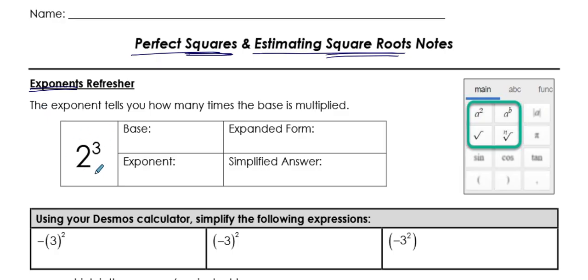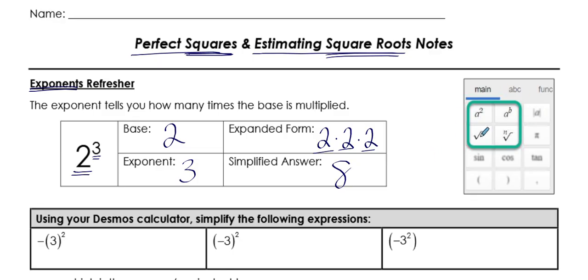So when I see this, that is saying I'm going to take this base number, the 2, and multiply it by itself 3 times. We call the small raised number the exponent. That's 3 here. We call the big number our base. That's 2. So that's saying we're going to take 2 and multiply it by itself 3 times. That's the expanded form, really just showing the multiplication. 2 times itself 3 times. The simplified answer is just actually doing that multiplication. That equals 8. 2 times 2 times 2.